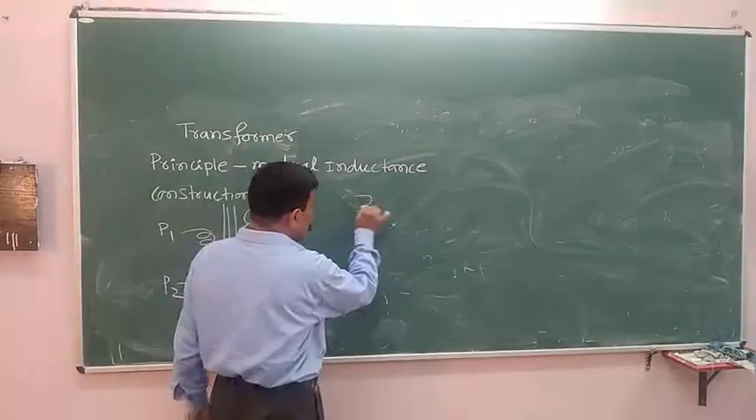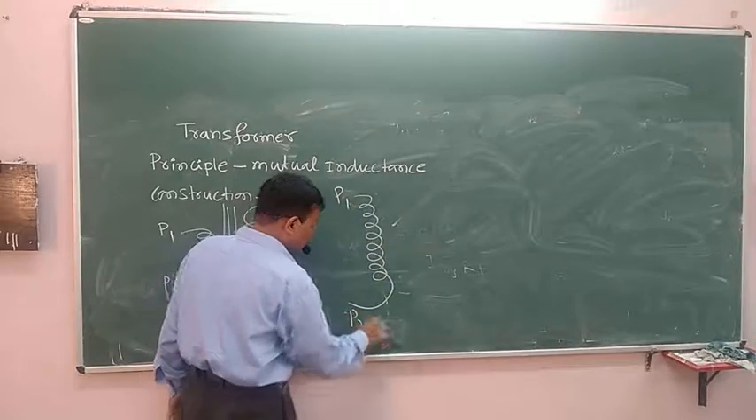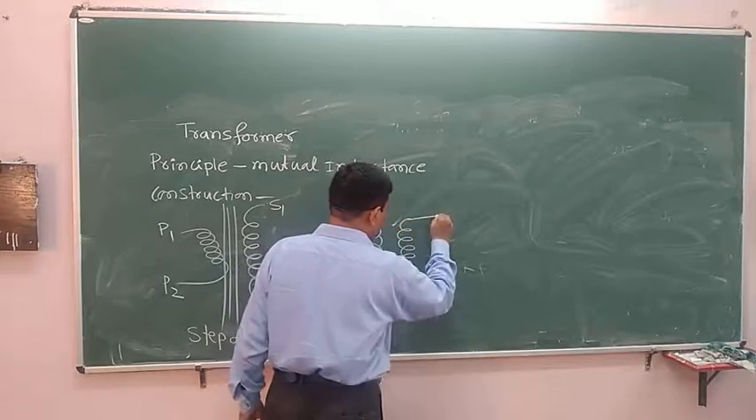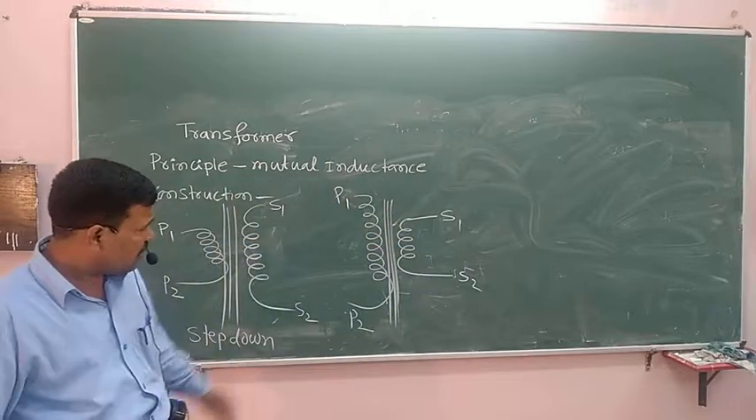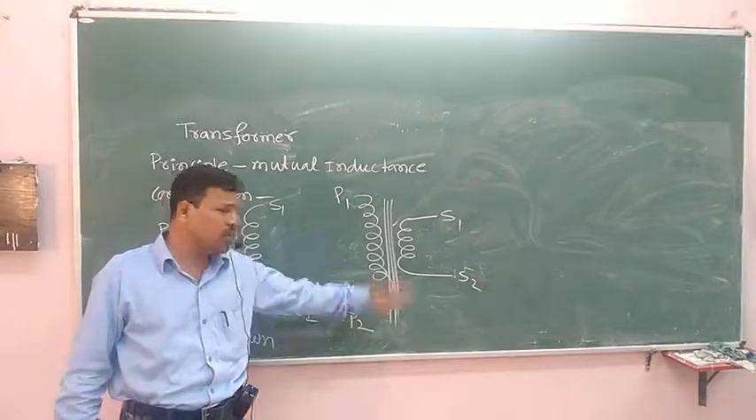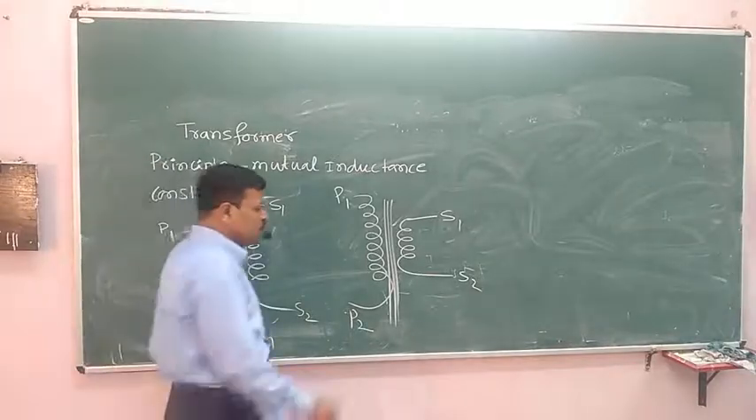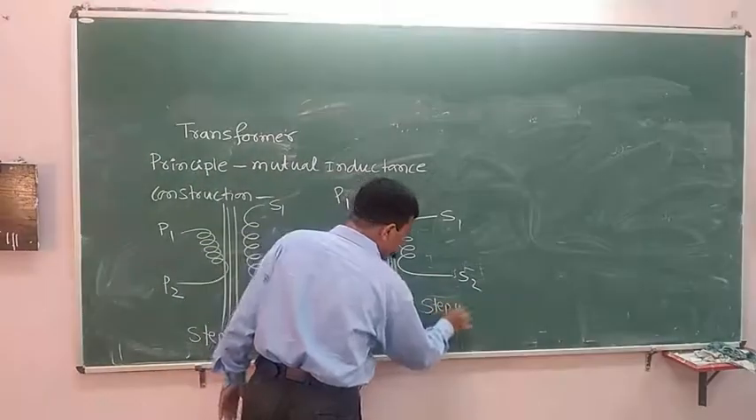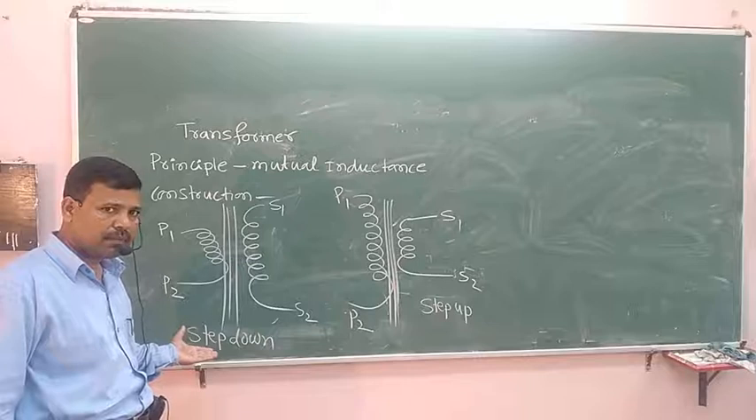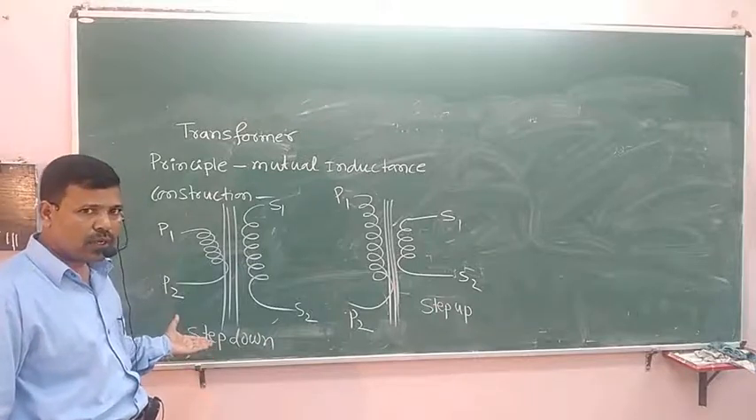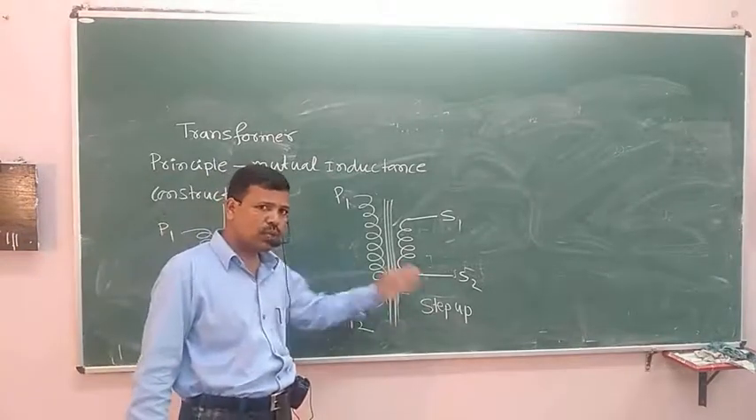If the number of turns in the primary coil is more than the number of turns in the secondary coil, this is the primary coil, this is the secondary coil and this is the iron core, then such a transformer is called a step-down transformer. That is a step-down transformer, and the other is a step-up transformer. So a transformer is used to convert a low AC voltage into high AC voltage or a high AC voltage into low AC voltage.